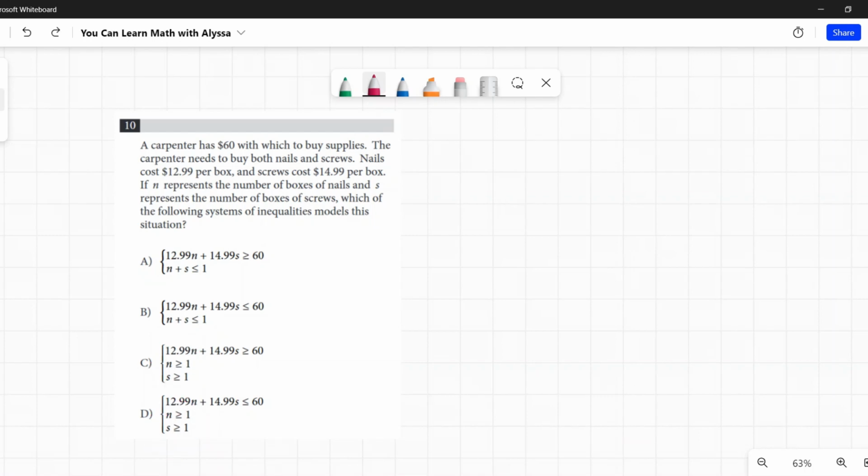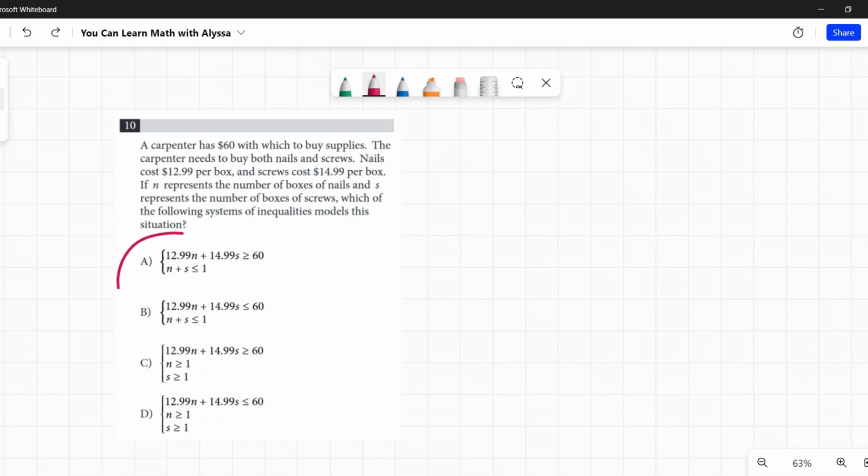Well, I'm going to start with that, because what does it say here? N is the number of boxes of nails, and S is the number of boxes of screws, and he has to buy boxes of both. So he has to buy at least one box of nails and at least one box of screws. So would 1 plus 1 be less than or equal to 1? No. It would be at least 2.